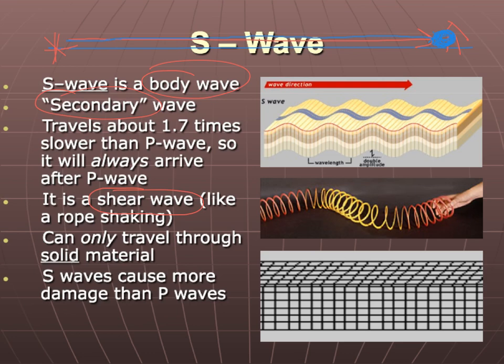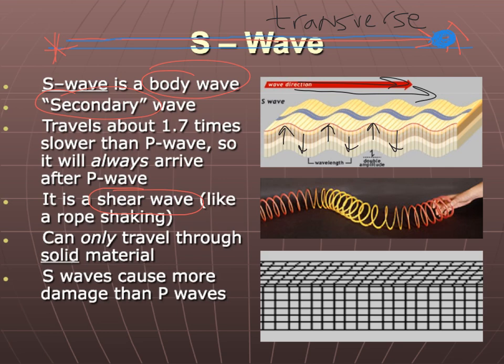In this diagram here, it shows the wave traveling from left to right, and the motion of the particles is perpendicular, in this case up and down, but it could be side to side. But it's always perpendicular. You learned about these two different types of waves in physics. You called them longitudinal waves and then transverse waves. S waves are a type of transverse wave because the direction of wiggling is perpendicular, that is, across the direction the wave propagates.